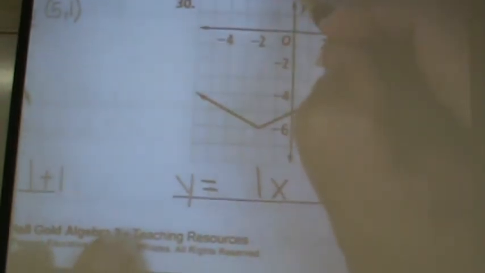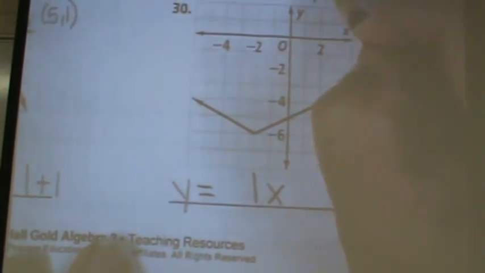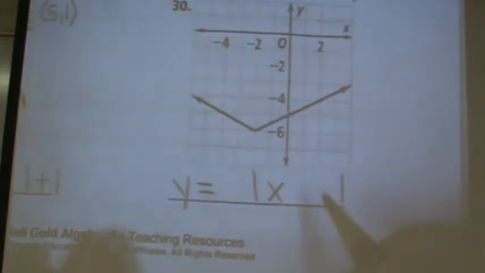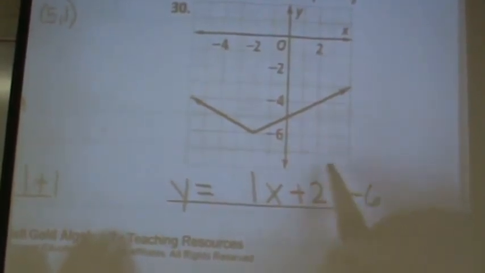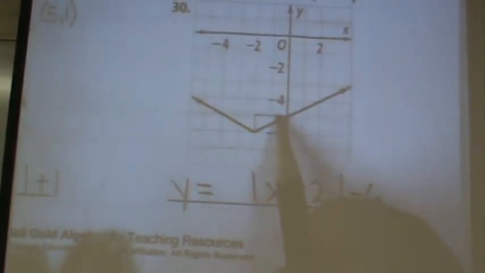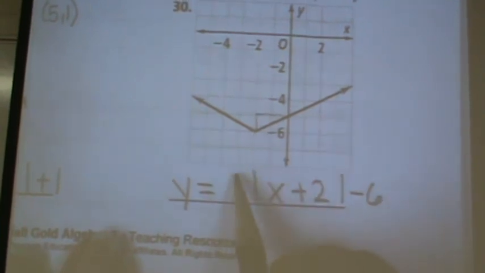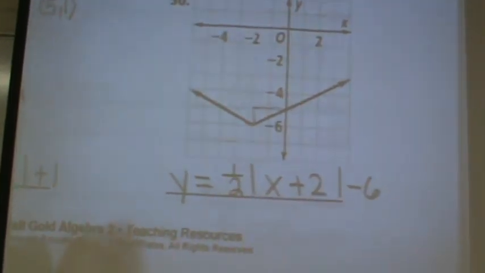My vertex is negative 2, negative 6. So where do I put that? So plus 2. And what's this? This is a vertical compression, and it's a half, and it's right side up.